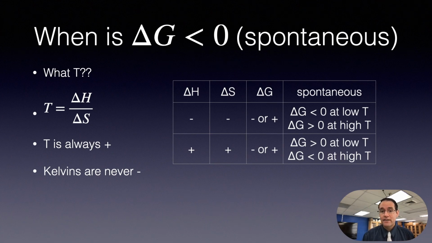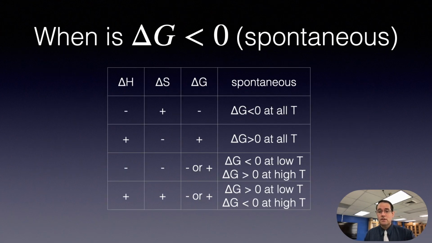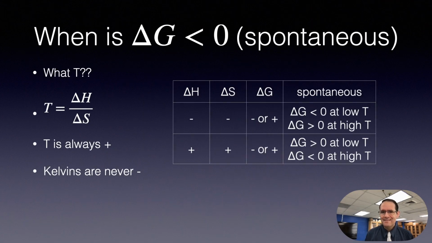If you get a negative Kelvin, it means you're trying to calculate the temperature of one of these top two cases where the delta G is always negative or delta G is always positive. So just pause and think about, hey, is delta G negative or positive? But if you're in this situation here on this slide, it's reasonable to calculate the temperature of your change.